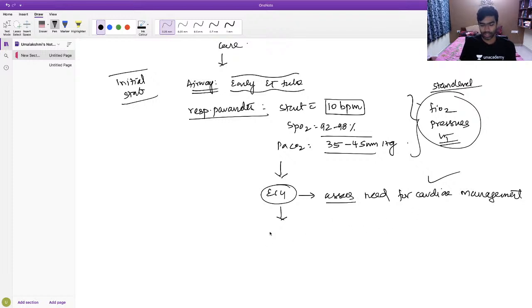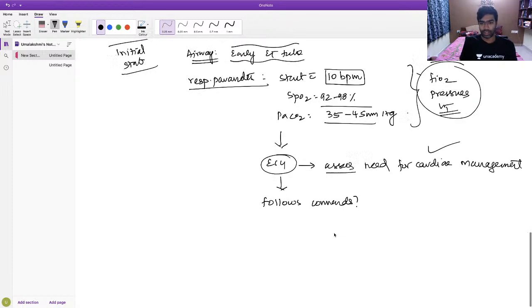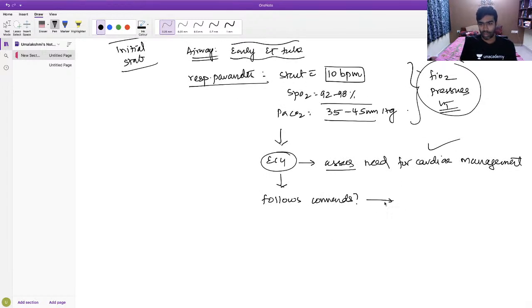So once I obtain the ECG and know the need for additional cardiac intervention and management, then look for whether the patient is following commands or not, whether the patient is comatose or not. If they are able to follow the commands, yes, then you're going to give a standard critical care management, which means the patient has recovered neurologically as well to a large extent. Standard critical care management is needed by then.